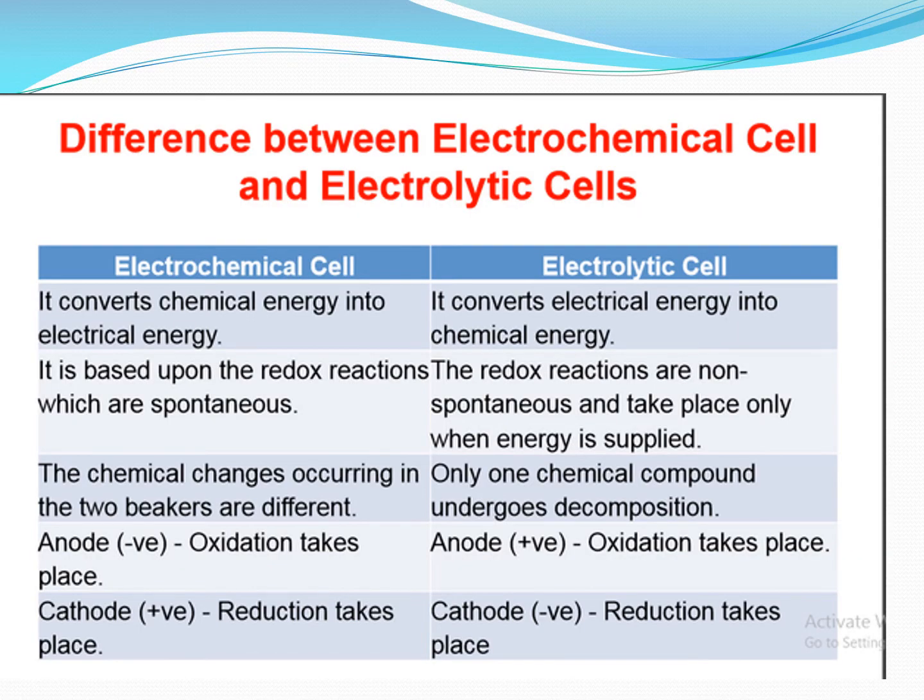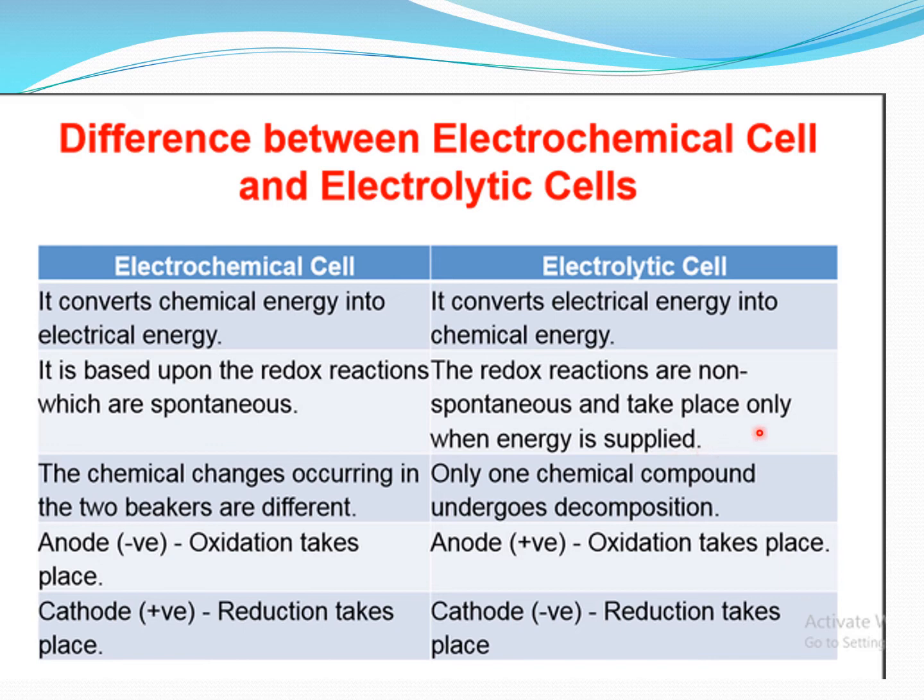Yes, we have already studied the electrochemical cells and electrolytic cells in detail. Now let us just revise the difference between electrochemical and electrolytic cell. An electrochemical cell converts chemical energy into electrical energy. An electrolytic cell converts electrical energy into chemical energy. It is based upon the redox reactions which are spontaneous. The redox reactions in electrolytic cells are non-spontaneous and take place only when energy is supplied.